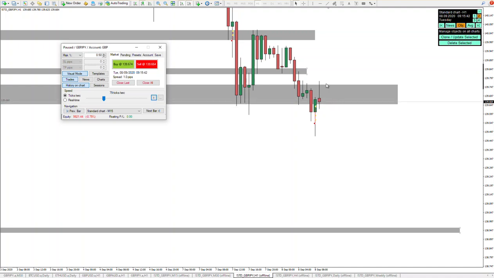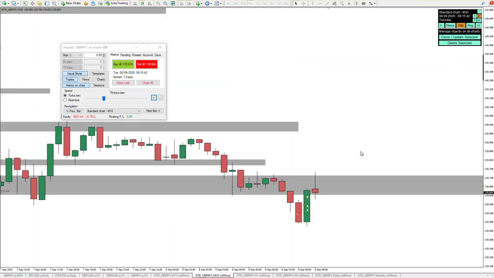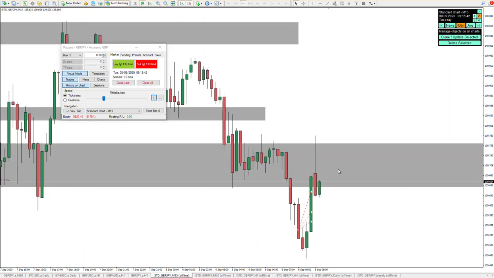Okay. We got rejection. These pins were also rejecting something there. Let's watch the... Oh, it's this resistance on M30 rejecting that. That looks nice. On M15 we had this huge rejection. Price tries to get up.